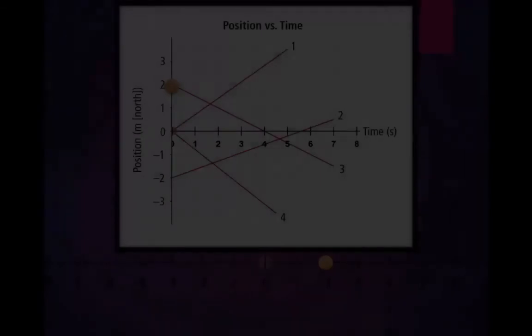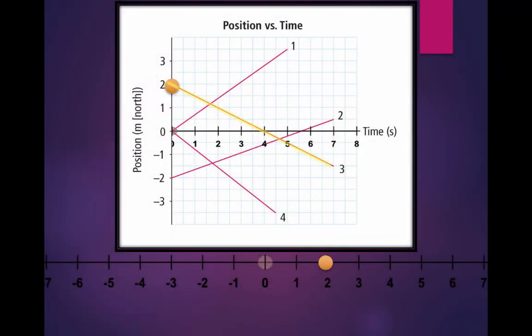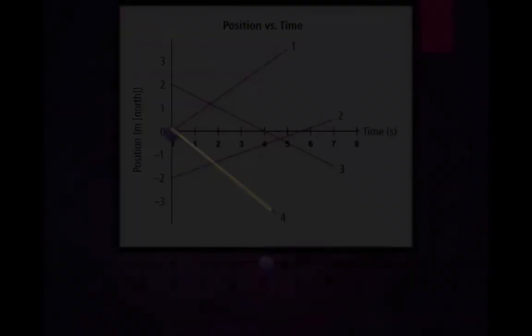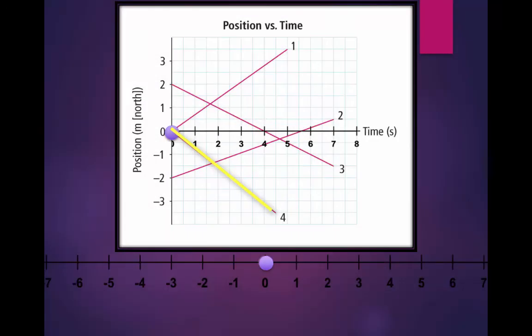Line 3 represents an object starting at 2 meters north of the reference point and move to 1.5 meters south of the reference point over a 7-second duration of time. Finally, line 4. Line 4 represents an object starting at 0, the origin, and moving in the negative direction, south. It will move 3.5 meters in 4.5 seconds.